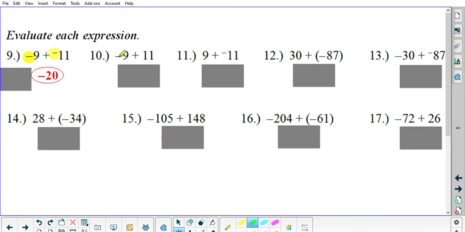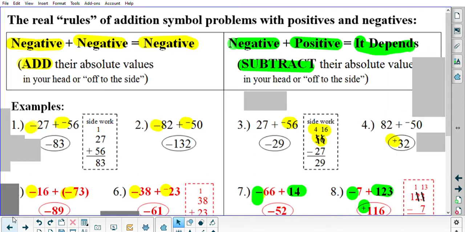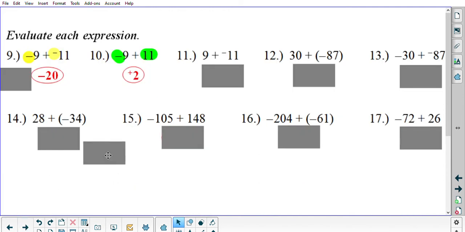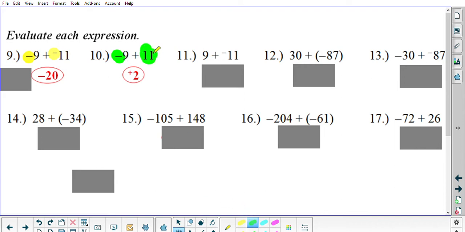But number 10 is different. Number 10, we had a negative 9, but the 11 is positive. So when they're different signs, you find the difference, just like we saw at the top right of this page. And so you're going to subtract in your head. Why is the answer positive 2? Because the number on the original problem that had the bigger absolute value was the positive 11. So the answer will be positive. If you don't want to put the tiny little positive symbol, you don't have to. That is totally up to you.